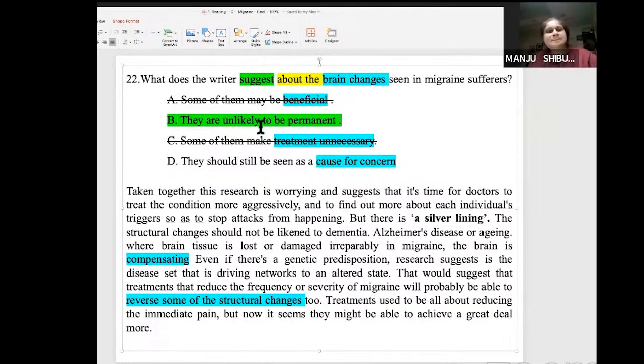You have to learn these languages, okay? They are unlikely to be permanent. Sometimes you don't understand, so write that meaning in your own words. They are unlikely to be permanent means they are likely to be temporary. Instead of "they," you have to write: the brain changes are unlikely to be permanent means brain changes are temporary, can be compensated, can be reversed with medication.